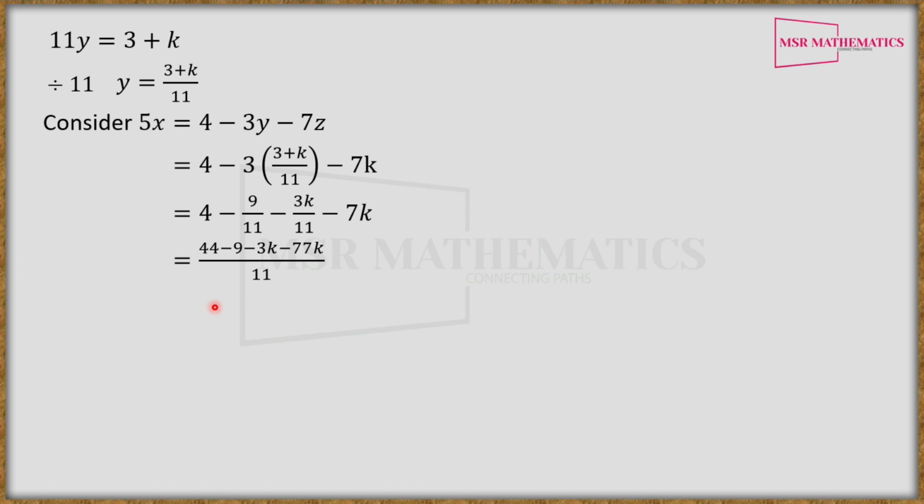In the numerator we obtain 5x equal to 44 minus 9 is 35, minus 3k minus 77k, we get minus 80k, divided by 11. In the numerator we can take 5 as common, we get 5x is equal to 5 times (7 minus 16k) divided by 11. Here 5 gets cancelled. We get x as (7 minus 16k) divided by 11. This is our x value.